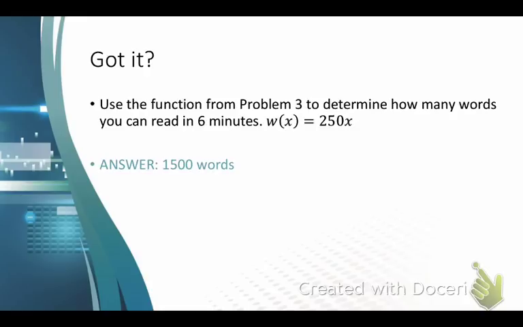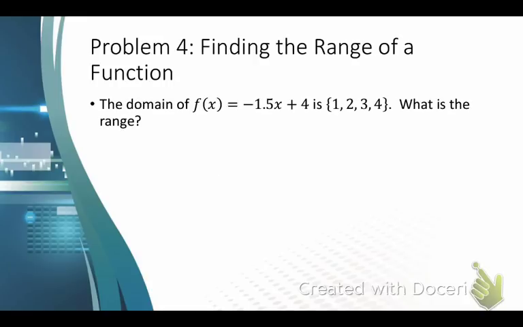So let's continue on here once again. In question number 4, finding the range of a function. So it gives us a domain, f of x equals negative 1.5x plus 4, and it has the domain being 1, 2, 3, and 4. I apologize, it gives us a domain of 1, 2, 3, and 4. We are supposed to find the range. So in order to find the range, we need to make a table and plug these domain values in order to find the range that matches.